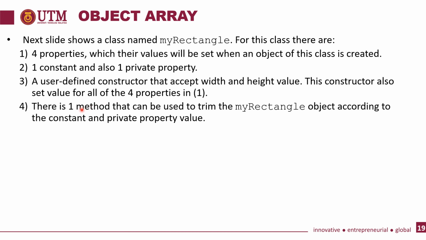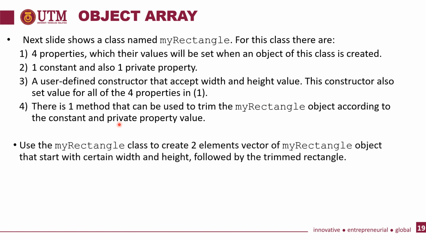There is one method that can be used to trim the myRectangle object according to the constant and private property values. So use the myRectangle class to create a 2-element vector of myRectangle objects that start with certain width and height, followed by trimming the rectangle. These questions ask you to use this myRectangle class to create a 2-element vector. So how do you want to do it?